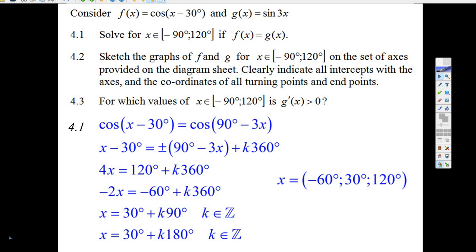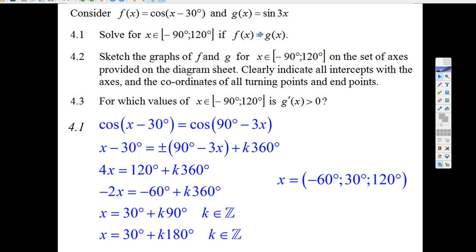Okay, here's another trig equation thing. They ask the question slightly differently. It's very much like question 3. It says f of x equals cos(x minus 30) and g of x equals sine of 3x. So what you can do is they say solve for f equals g. In other words, where do they cross each other?